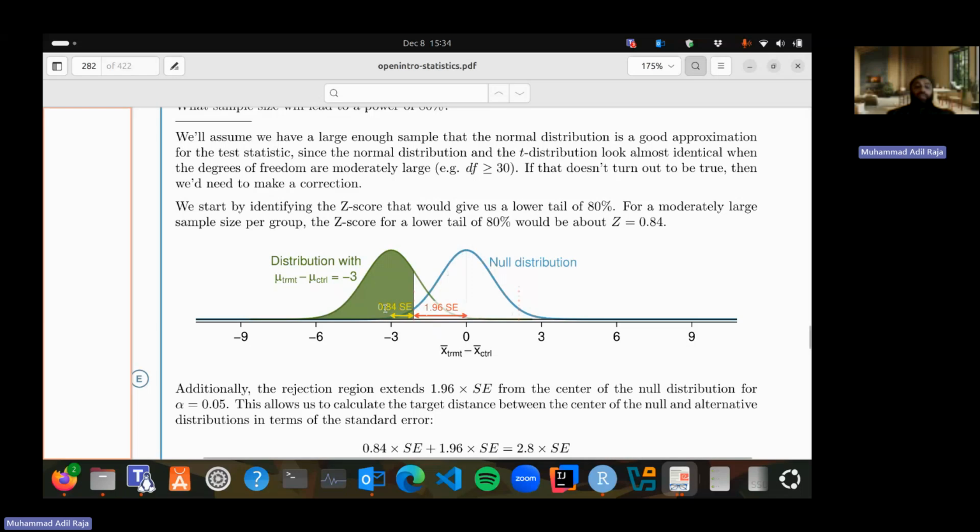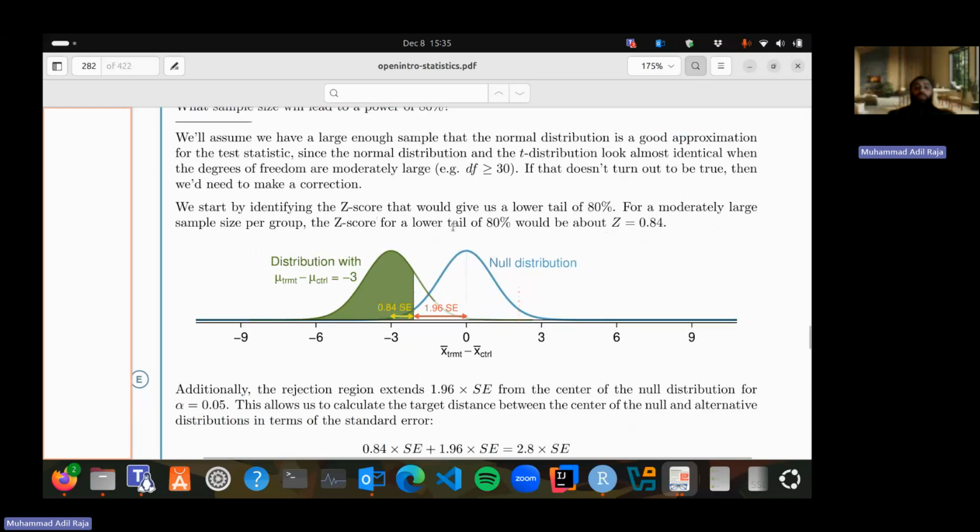Okay, so now the question is, where did this 0.84 SE come from? By the way, this 0.84 SE is the distance from the center of the green distribution, which is the distribution related to our effect size, to this red line, which corresponds with the lower tail of the null distribution. So how did that come over here? We start by identifying the z-score that would give us a lower tail of 80% for a moderately large sample size per group. The z-score for a lower tail of 80% would be z equal to 0.84.